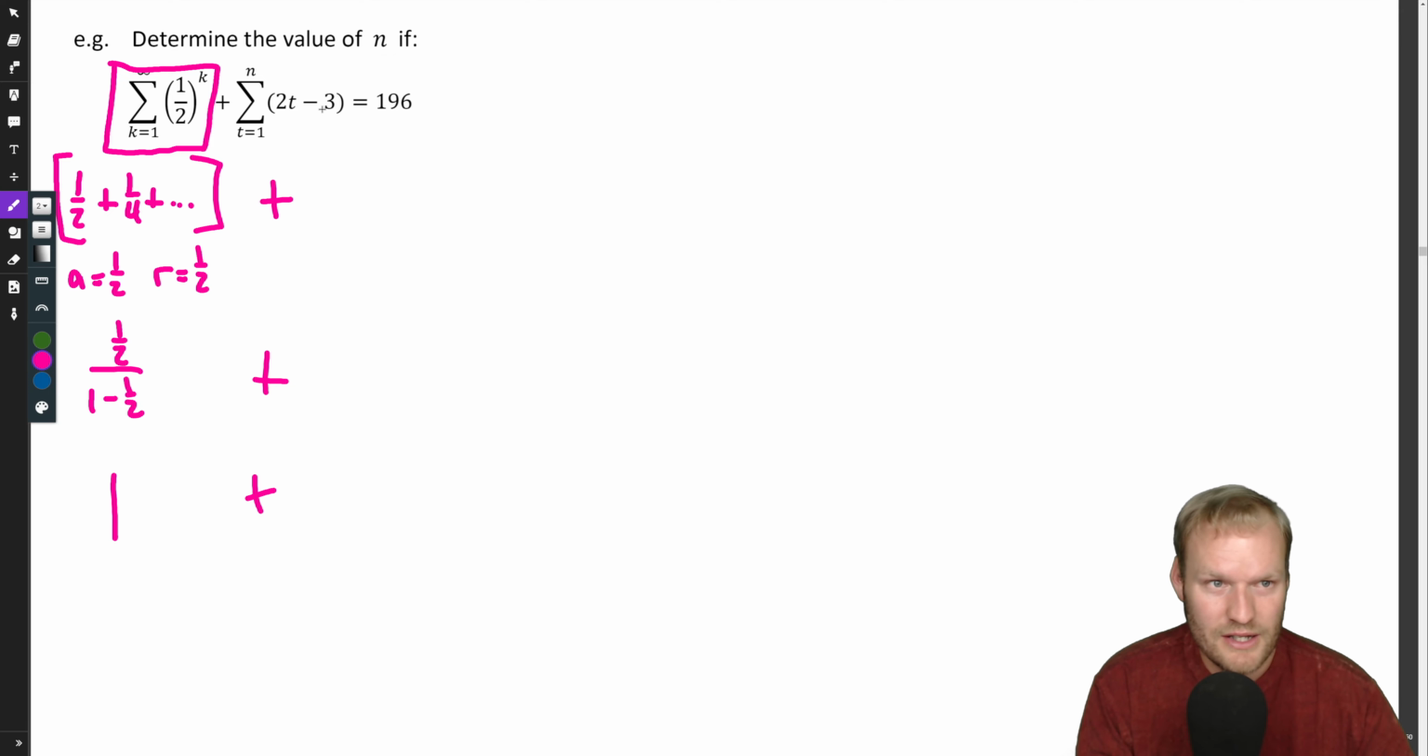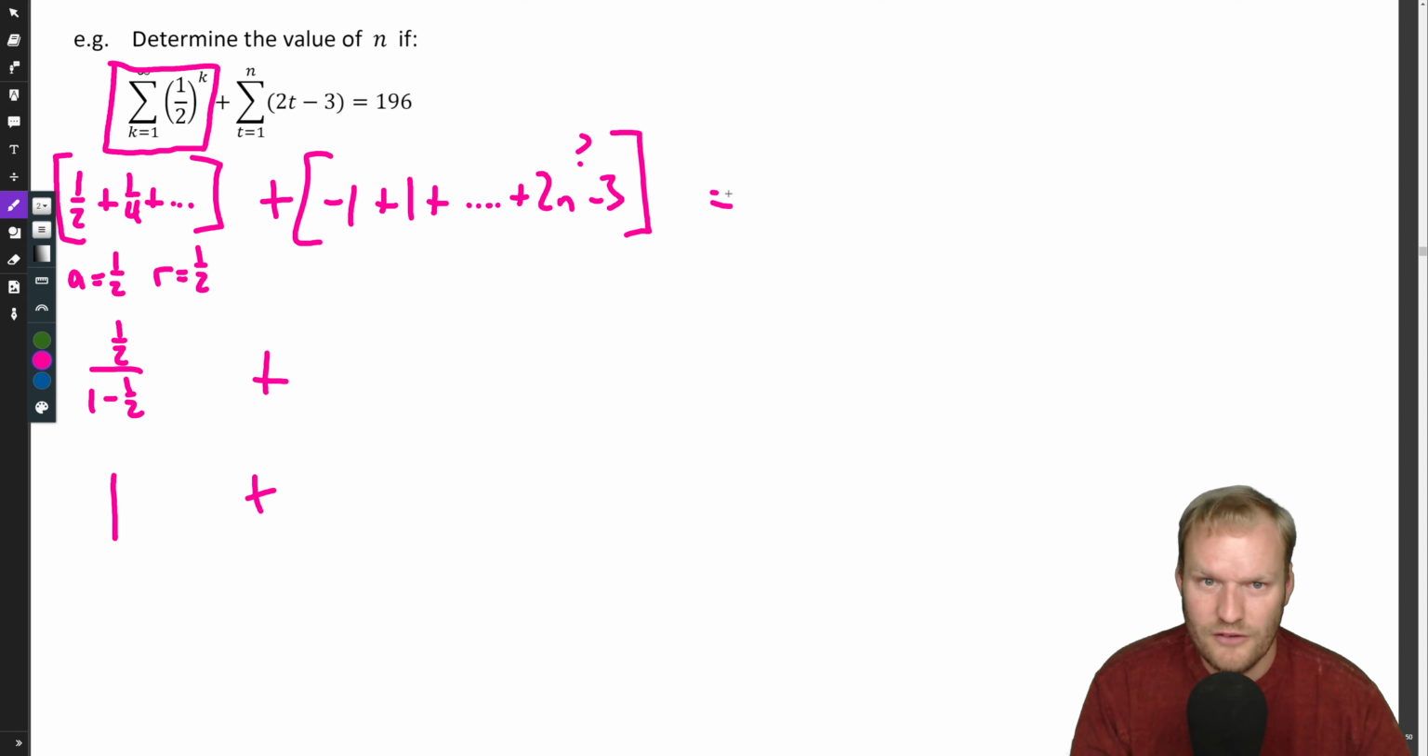This here is a series. Let's sub in values of t to see. 2t minus 3 where t is 1: 2 times 1 minus 3, 2 minus 3 is minus 1. Plus, you might see that the common difference is 2 from the formula given, or substitute 2 in. 2 times 2 is 4, 4 minus 3 is 1. And so this is going to carry on, but we don't know what the last term is, and we don't know how many terms there are. So I'm just going to put it like that so far and say equals 196.